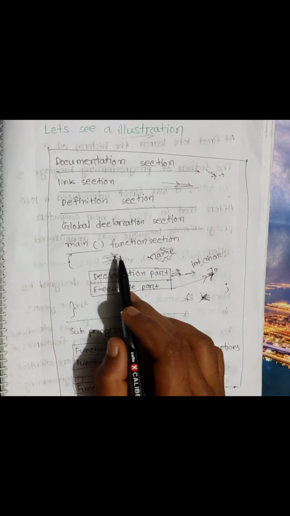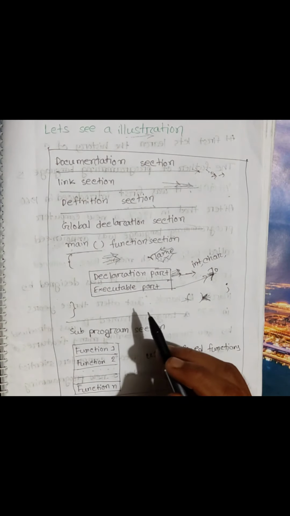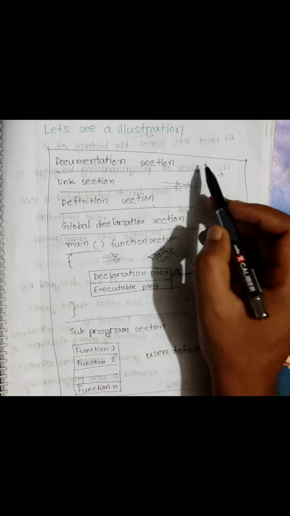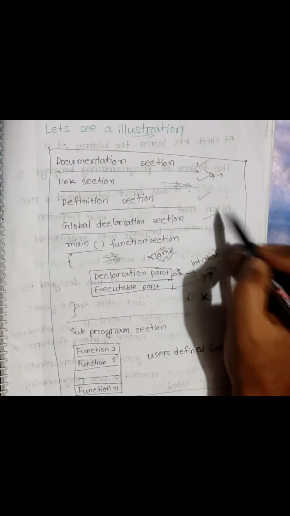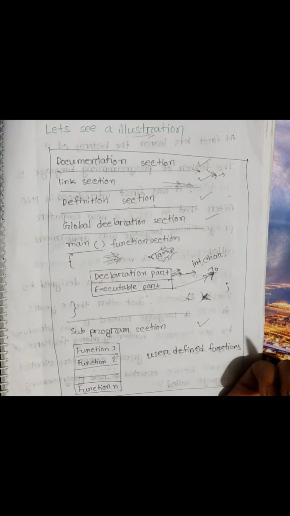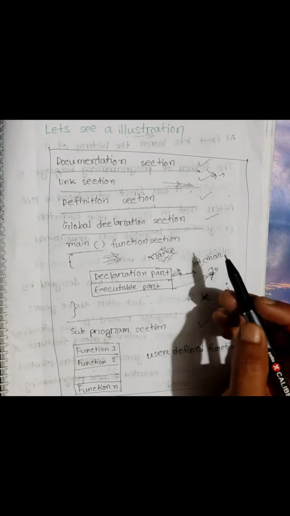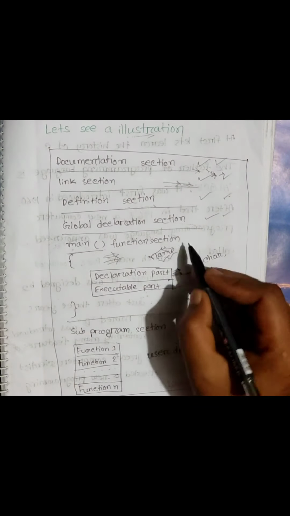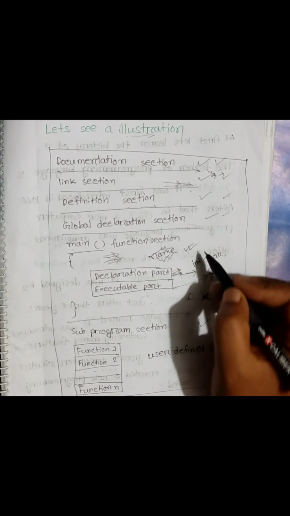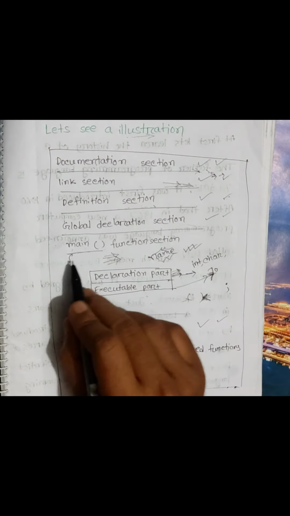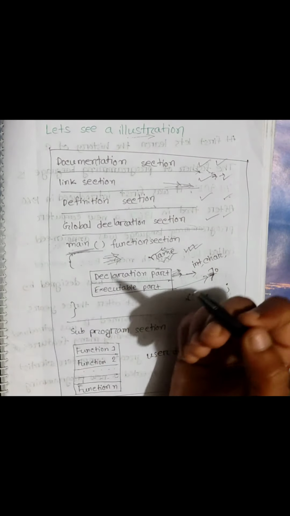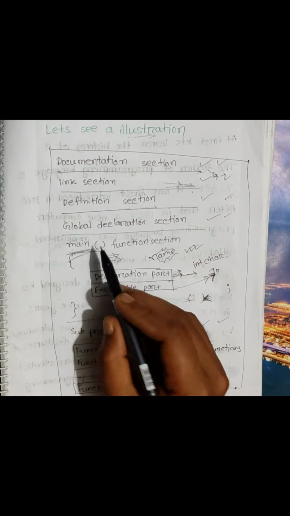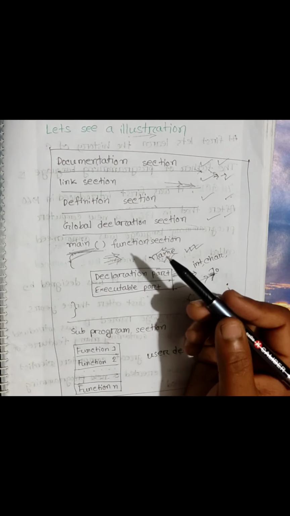All sections except the main function section may be absent when they are not required. I mean, in a program, this section, this and this one could be absent; if it is not necessary, you don't need to write this one and this one, but this one is a must-have function. You must write the main function in a program, otherwise the program will not run. So if you write a program and it doesn't run, there is no output for us.